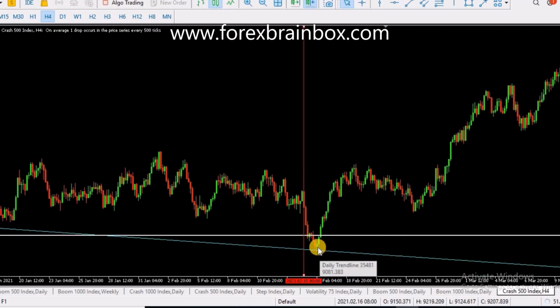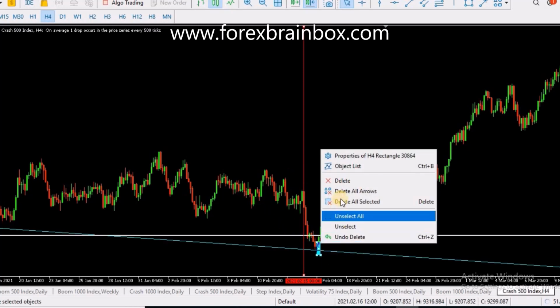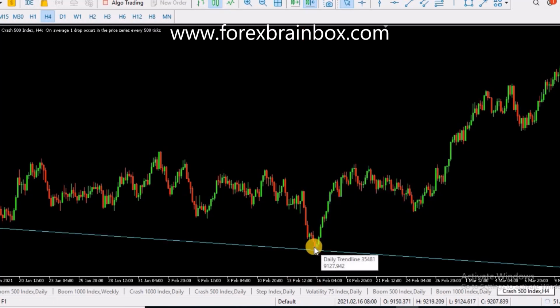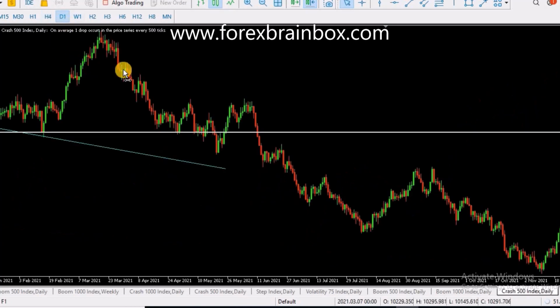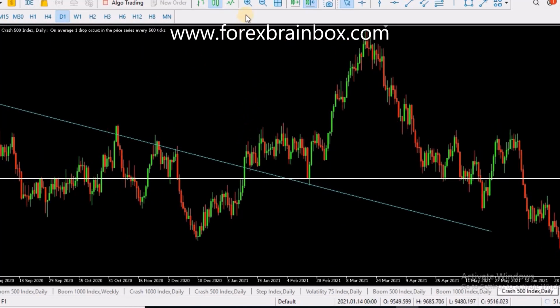You can see that pin bar, you can see the hammer there. This is a hammer. It's a bullish move in a falling market. So this is where I'll take my trade, on this bullish hammer here, and my stop loss will be below. So guys, you can see that, right?